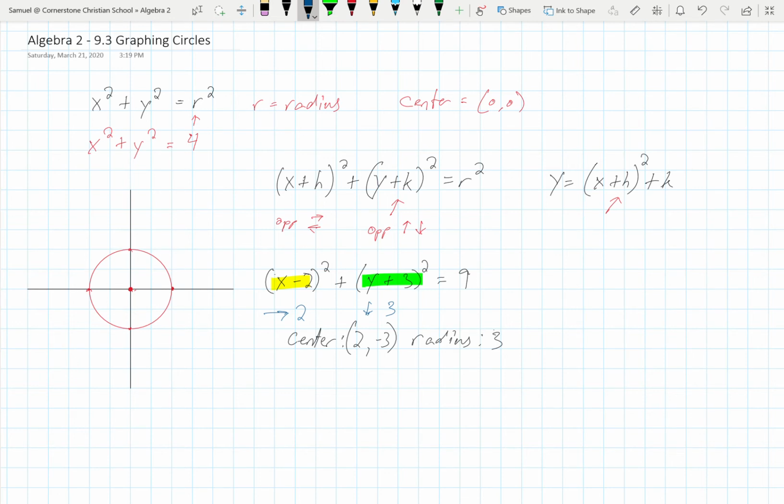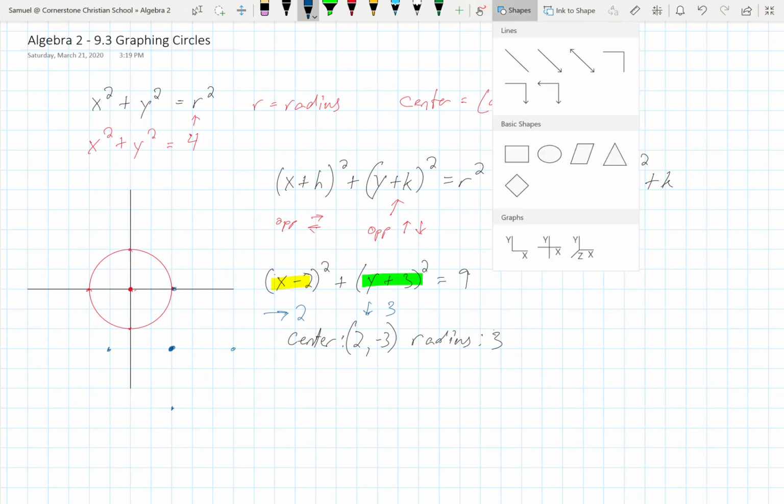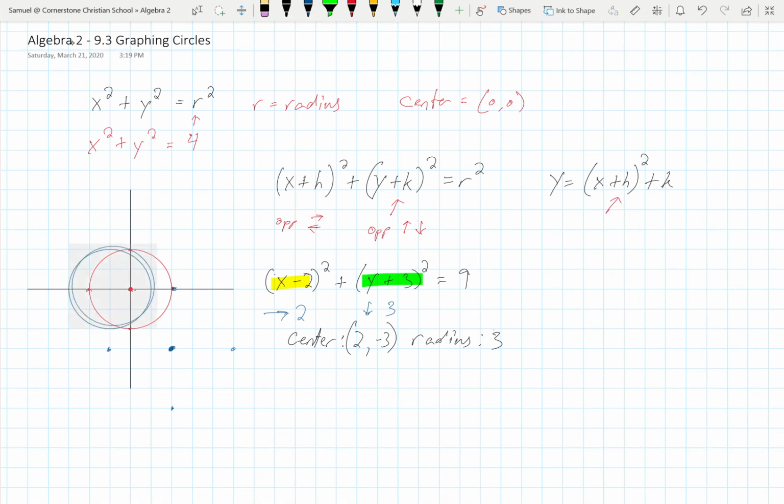And so I'll just use the same graph again. So I'm going over 2 and down 3, and so here's my center of my circle right here. There's my center. (2, -3) is a point on the graph where the center is. The radius of my circle is 3 units, so there I'm going up, go to the right, go down, and go to the left, and then I can graph my circle here.